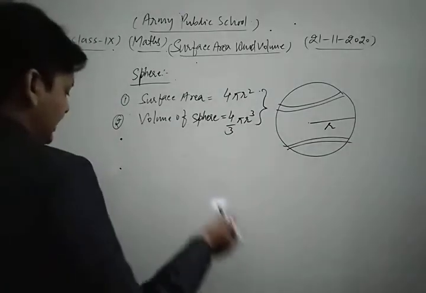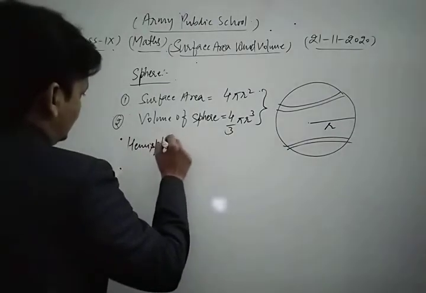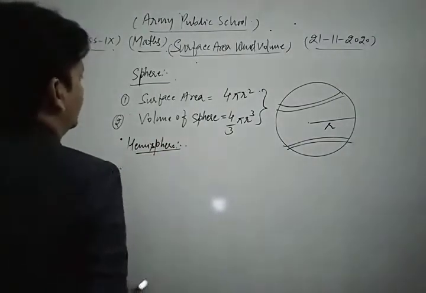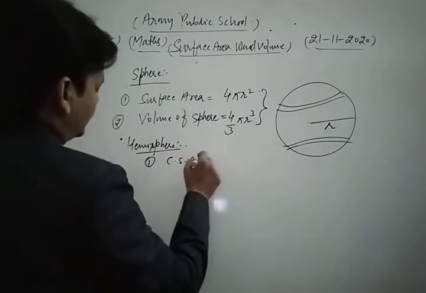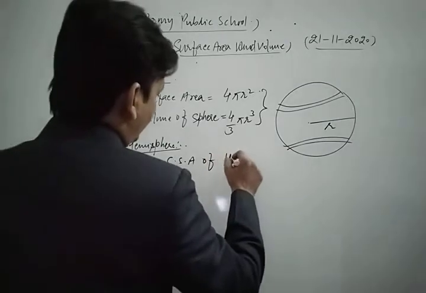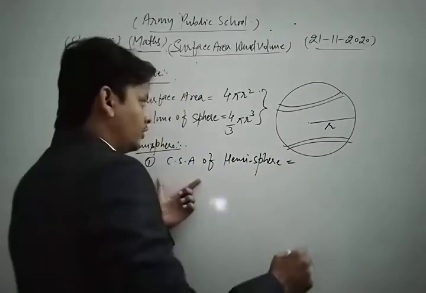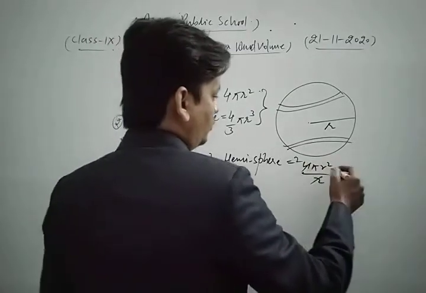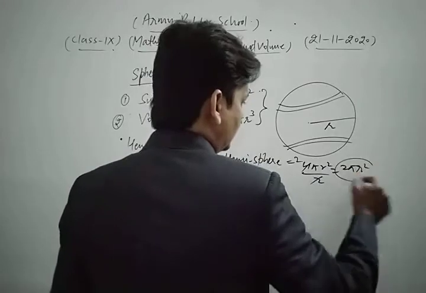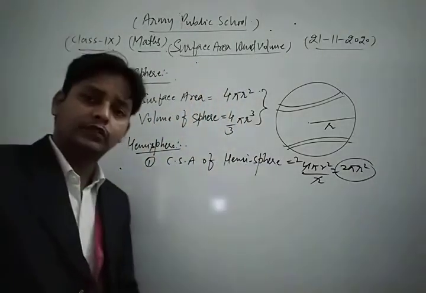Okay. In the case of hemisphere, the curved surface area of hemisphere is what? 4 pi r square by 2, means 2 to the 4, that is 2 pi r square. This is the curved surface area of the hemisphere.